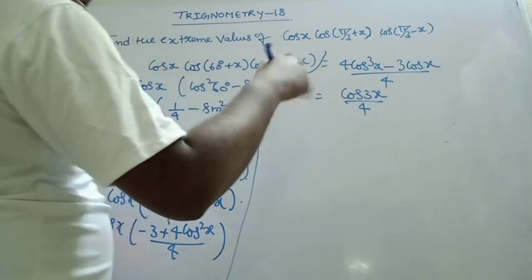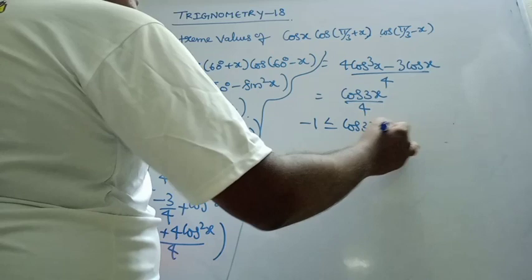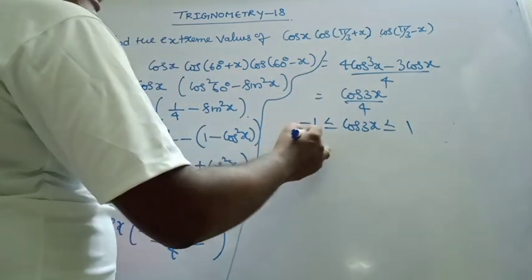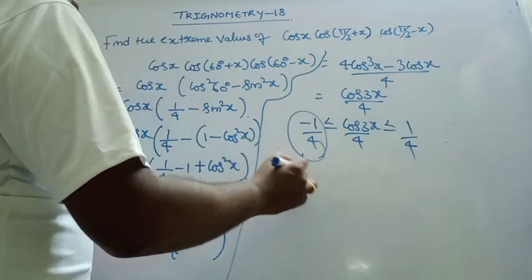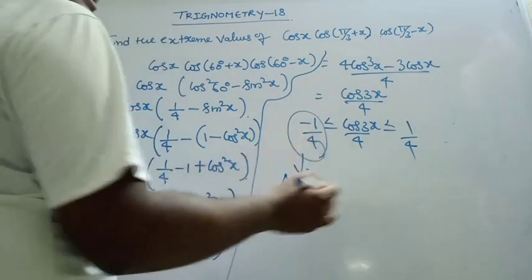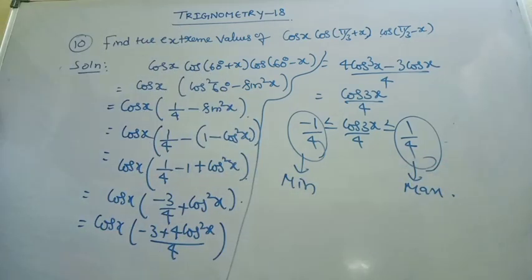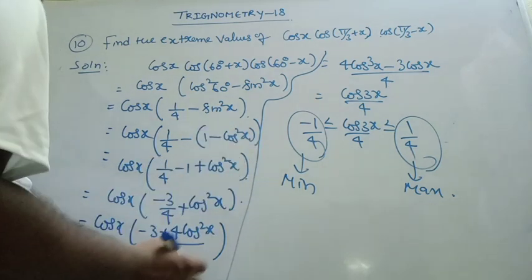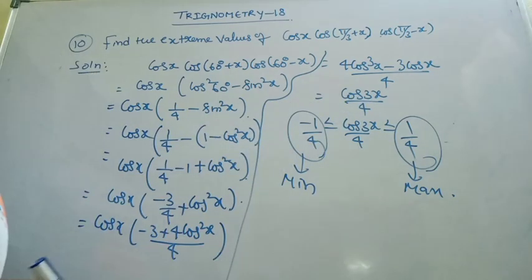Right, now we need to find extreme values. You know that minus 1 is less than or equal to cos 3x, which is less than or equal to 1 for cos. Now you have to divide by 4. Therefore the minimum value you have got for this is minus 1 by 4, and the maximum value you have got as plus 1 by 4. Therefore this is the range of this function, like this. Right, my dear students, the minimum is minus 1 by 4 and the maximum value is 1 by 4.